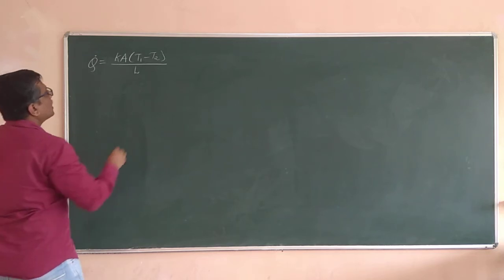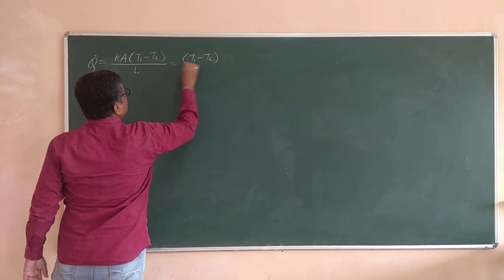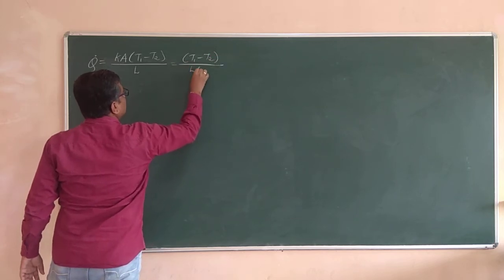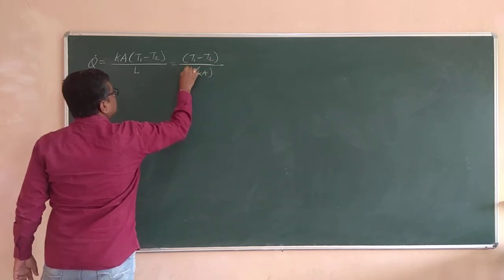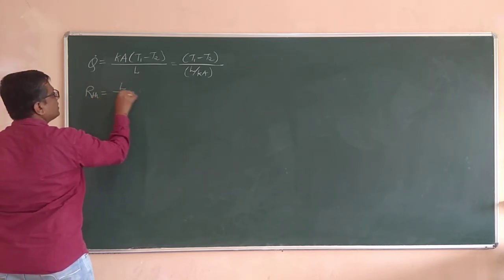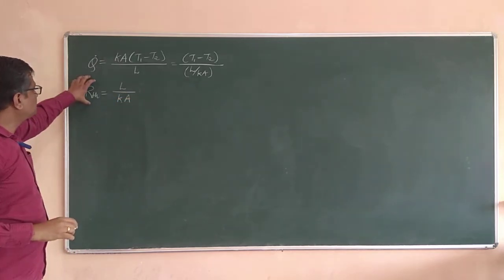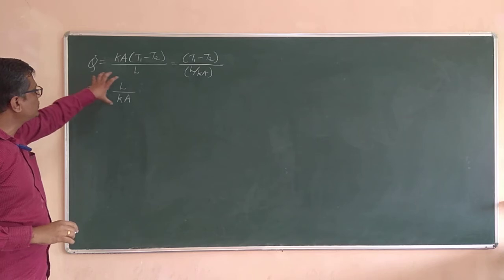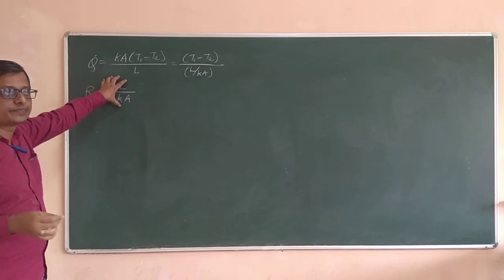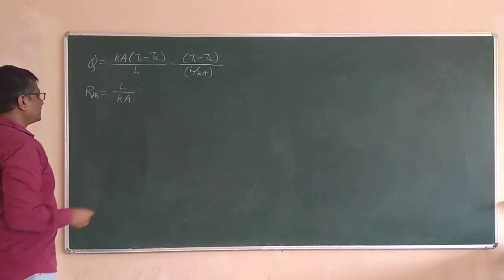So from this I can write down the same equation as T1 minus T2 divided by L by KA, and this equation will give me the equation for R thermal for the slab as equals to L by K into A. Now the concept of this thermal resistance we are going to apply to solve complicated questions like the heat transfer through the composite slab. So let us see what it is, how to get it.